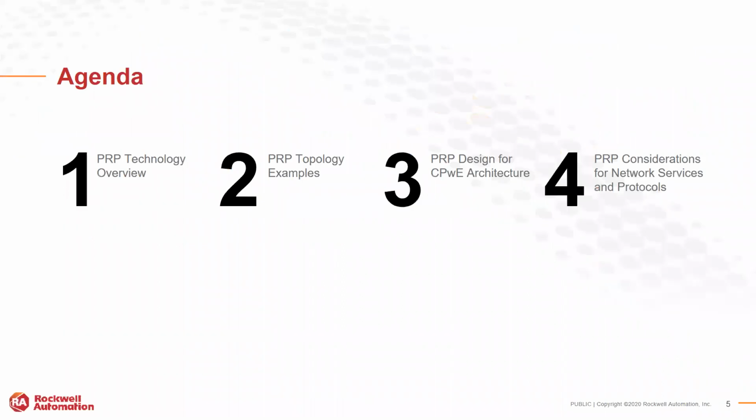Our agenda today, we're going to do a quick overview of it. Then we're going to be taking a look at topologies, PRP and the CPWE architecture, which is the Converged Plantwide Ethernet architecture that Rockwell promotes with Cisco. And then we're going to take a look at general considerations for the network, what we need to be aware of when we start trying to utilize Parallel Redundancy Protocol.